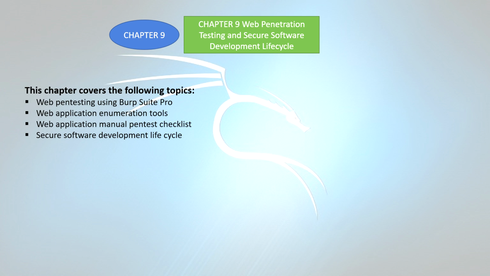Next, after nine, web pen testing in the security software development life cycle. In this chapter on web pen testing: the JavaScript for web applications, web application tools, and the web application manual checklist.